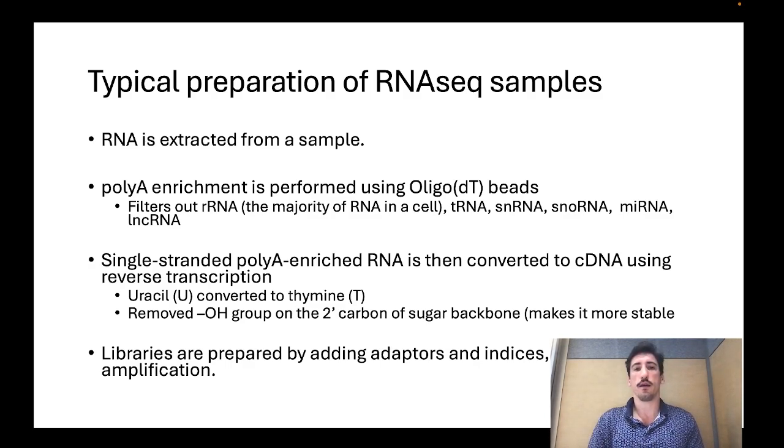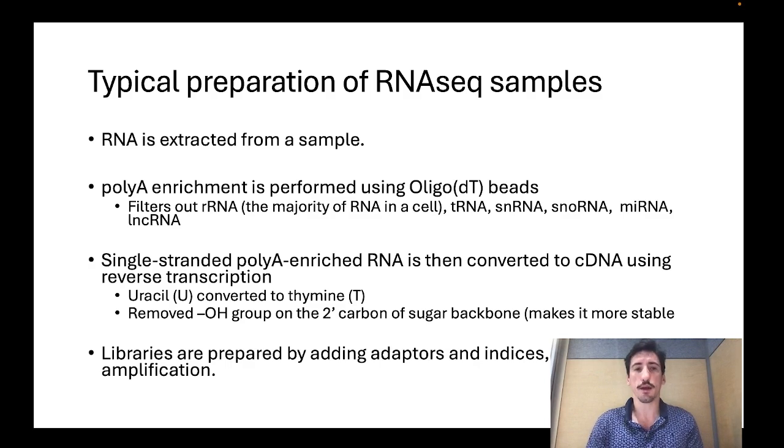And interestingly, the majority of RNA in a cell is ribosomal RNA. So this is getting rid of all of that, as well as a lot of other different types of RNA, such as tRNA, snoRNA, small nuclear RNA, microRNA, and long non-coding RNA. So we really just want to focus on poly-A coding RNA.